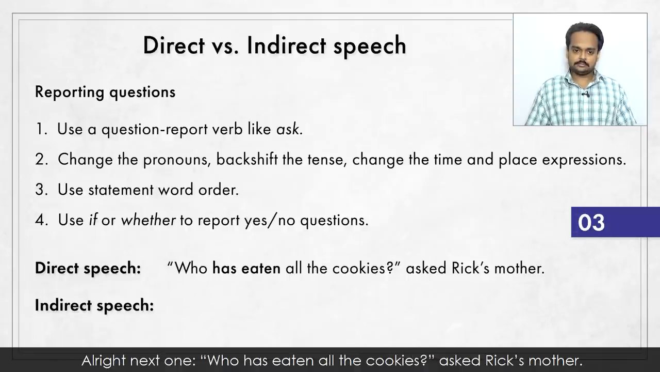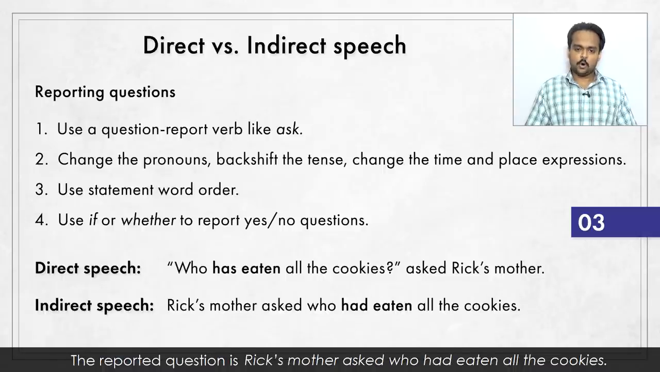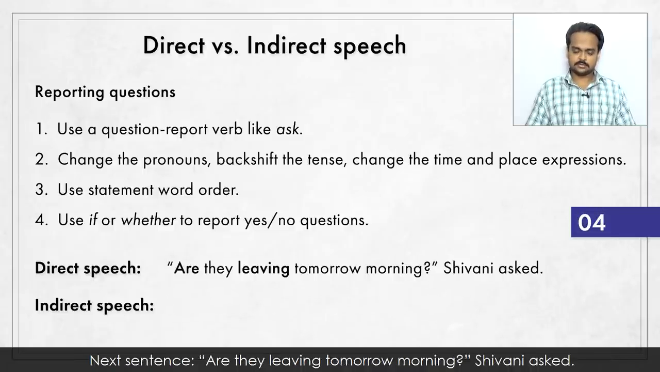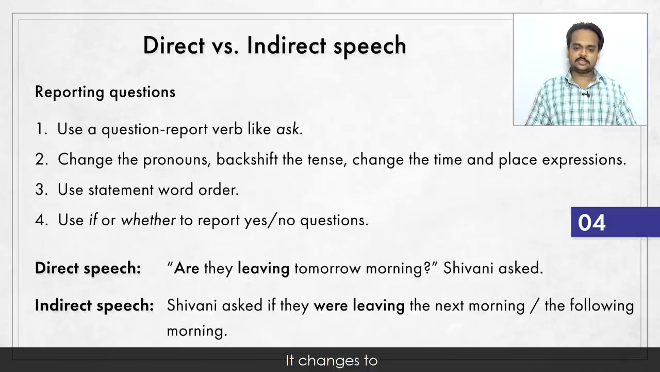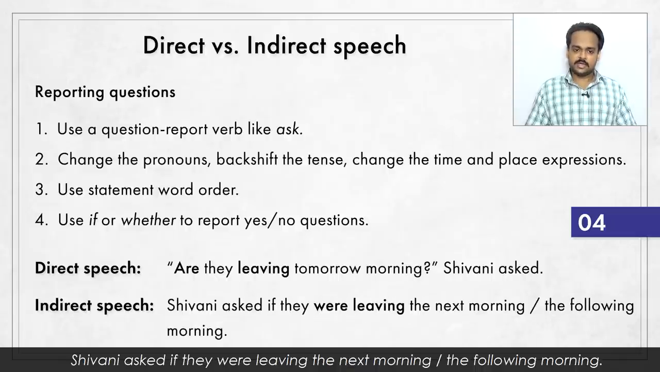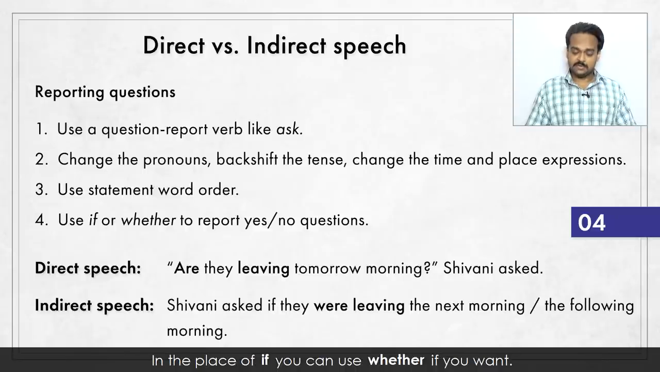All right, next one. "Who has eaten all the cookies?" asked Rick's mother. The reported question is, Rick's mother asked who had eaten all the cookies. Next sentence, "Are they leaving tomorrow morning?" Shivani asked. It changes to, Shivani asked if they were leaving the next morning or the following morning. In the place of if, you can use whether if you want.